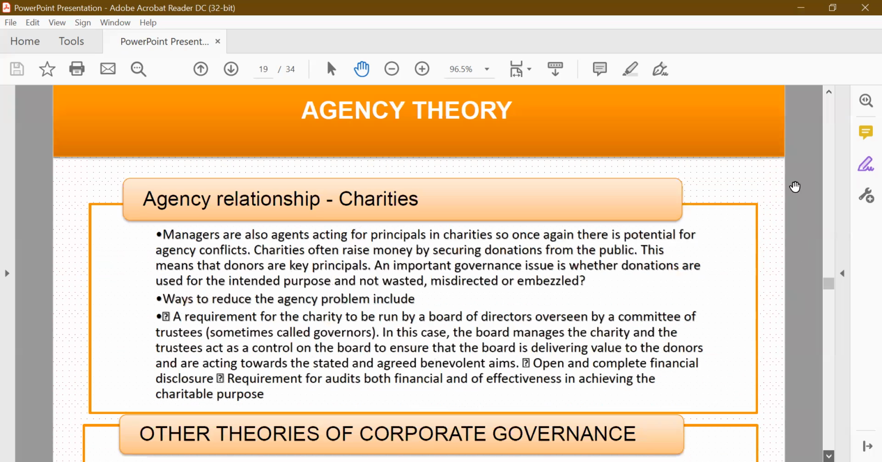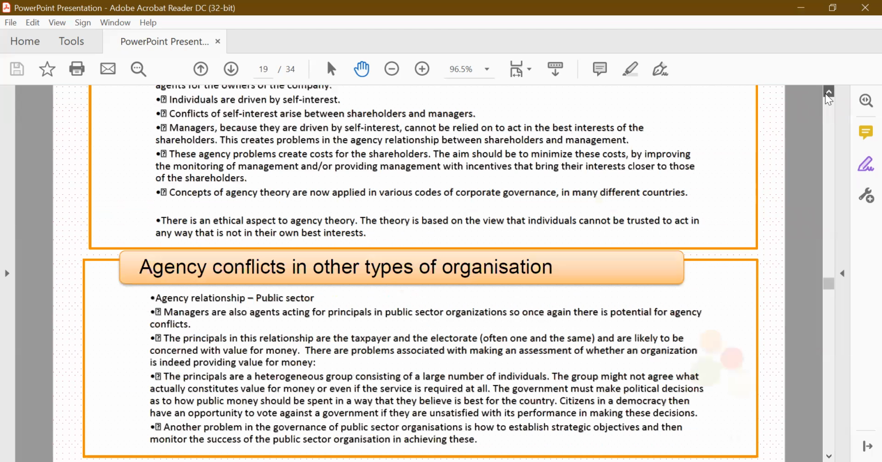Now let's look at agency conflicts or agency relationships in other types of organizations. Let's look at the agency relationship in the public sector. Managers are also agents acting for principals in public sector organizations. So once again, there's potential for agency conflicts. The principals in a public sector organization are the taxpayer and the electorate.